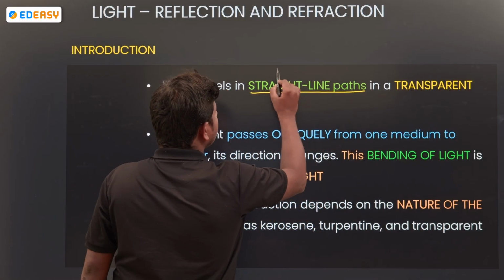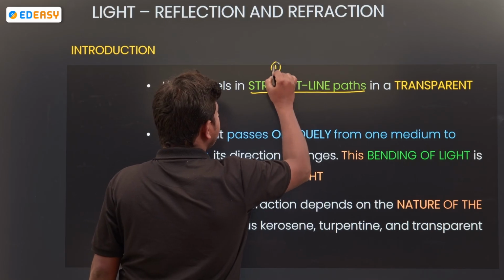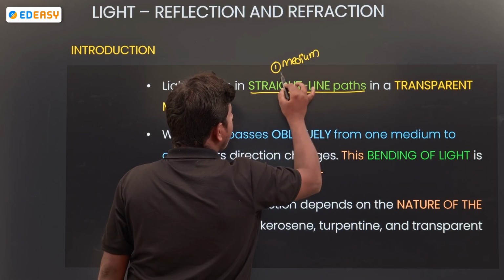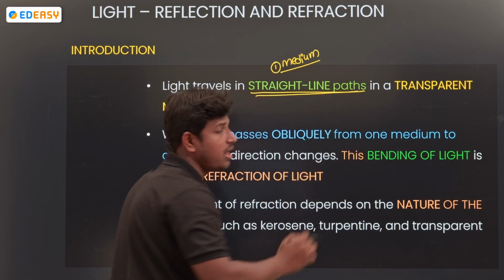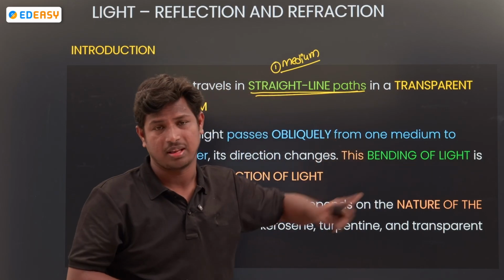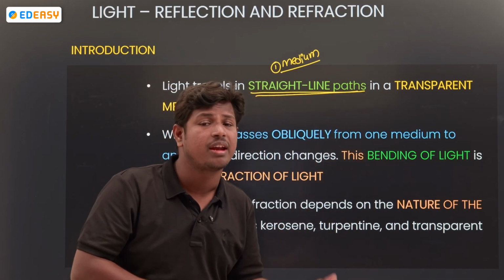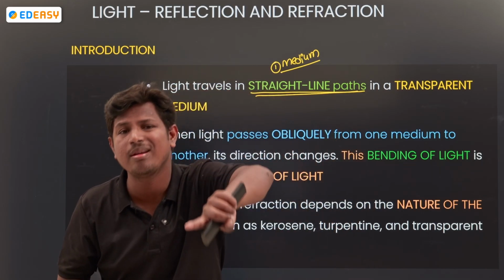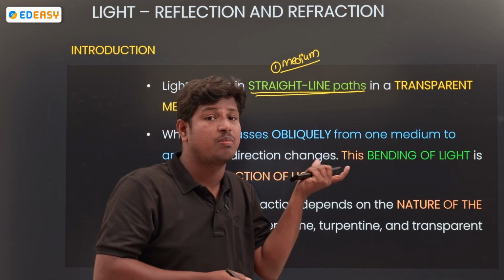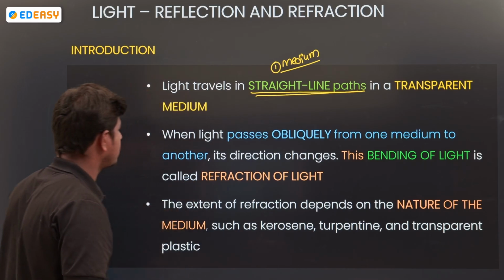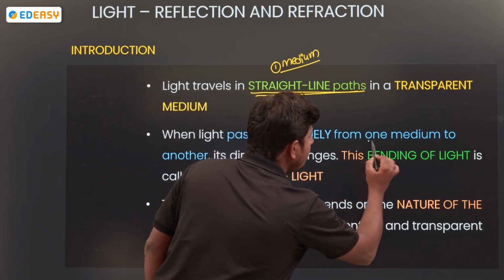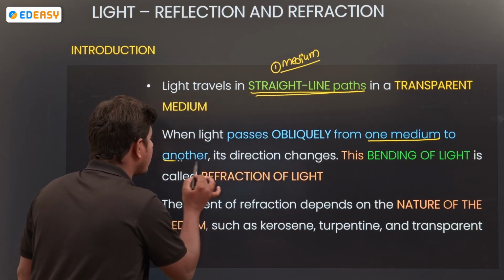So if light travels in one medium, how will the light be? Straight path. If light travels only in air, it is a straight path. Only in water, it's a straight path. So if you take any one medium, in that one medium, how will the light be? Straight path.